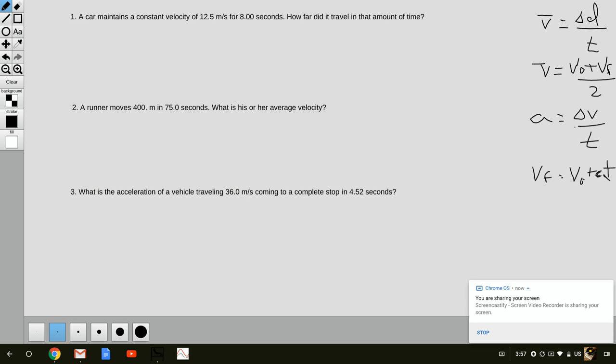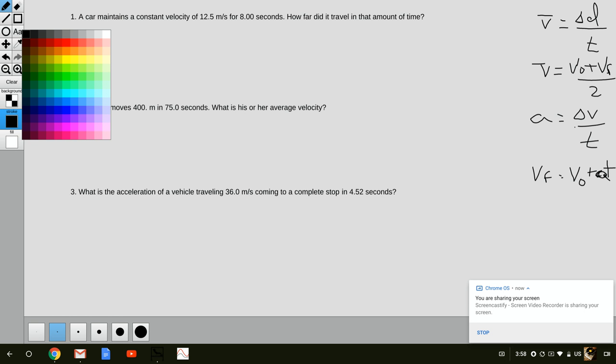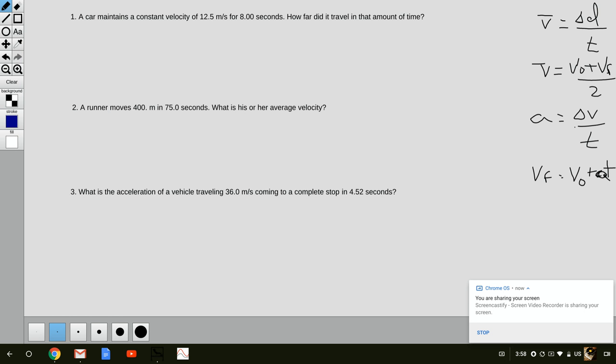Sorry, my handwriting is not the best there. Okay, let's try to clean this up a little bit, erase this. There we go. And try to draw that again. That should be a 0. There we go. Okay, so we're going to be using these three equations, and obviously the one that got rearranged, to solve these. So let's take a look here.